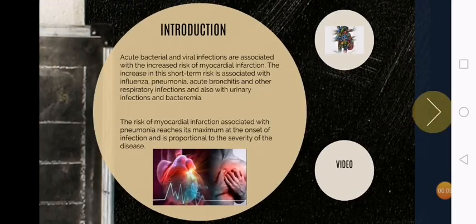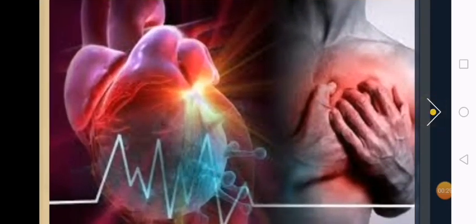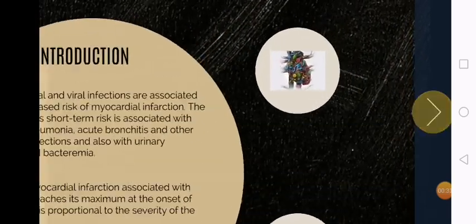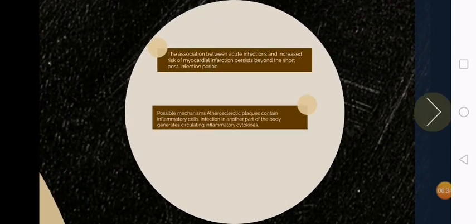Acute bacterial and viral infections are associated with an increased risk of myocardial infarction. The increase in short-term risk is associated with influenza, pneumonia, acute bronchitis, and other respiratory infections. The association between acute infection and increased risk of myocardial infarction persists beyond the short post-infection period.